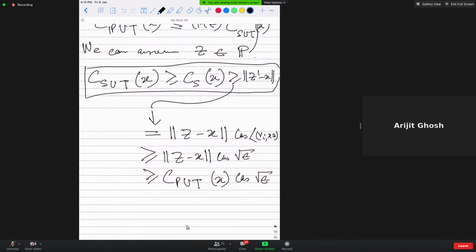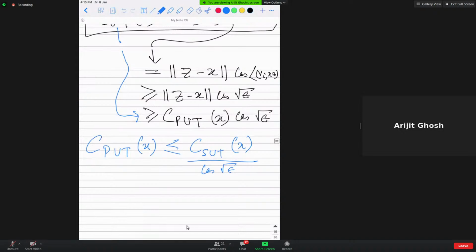Okay. So now let's look at this. I'm just following the direct properties that I've used. Nothing fancy is happening here. So basically, I use this to show that C of P union T of X is less than or equal to C of S union T X by cos of square root epsilon. That's it. This is what I need. I just play around with those equations and you just get this.